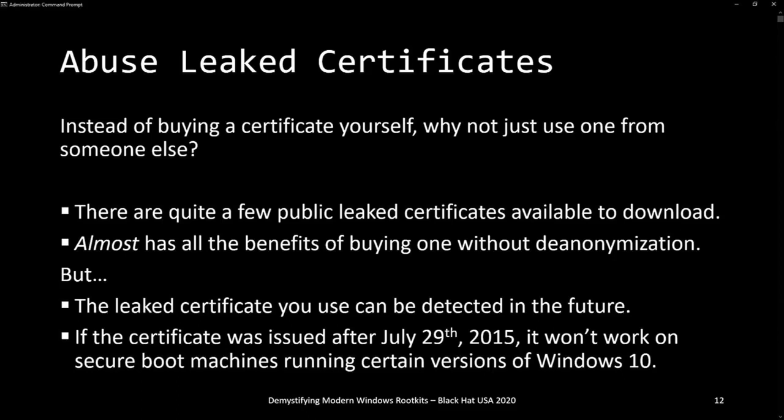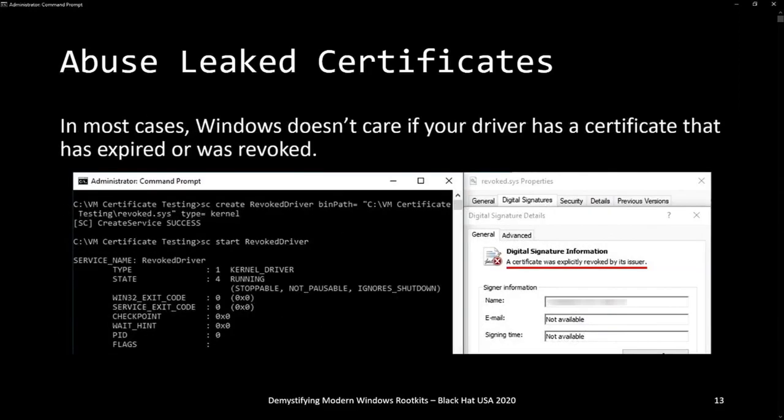If the leaked certificate was issued after July 29th, 2015, it won't work for kernel drivers on Windows machines over version 1607 that have secure boot enabled. So in most cases, Windows doesn't actually care if your driver has been expired or revoked. So what you see in digital signatures is not what the kernel code signing policy is. So even if you see this certificate has been revoked or this certificate has been expired, I'd still give it a try because chances are it's going to work for kernel drivers.